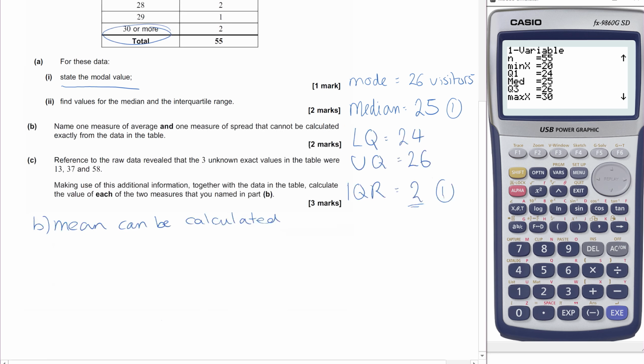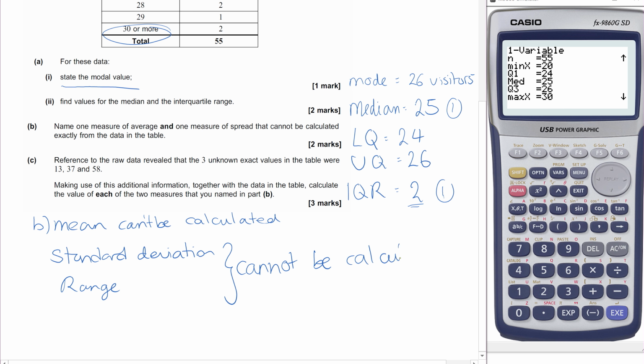So I've written can be calculated, can't be calculated. Just use that there. The value of the measure of spread, there are 2 possible answers. So you could have said, well, 3 actually. You could say standard deviation or variance cannot be calculated, or you could have said that the range cannot be calculated. So either of those cannot be calculated. So it was 1 mark for mean and 1 mark for either of standard deviation, variance or range.